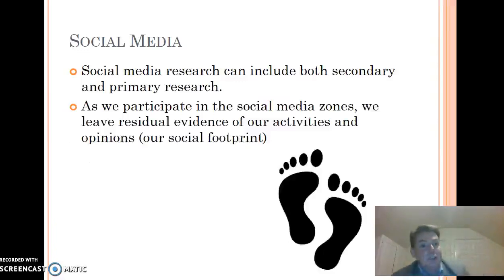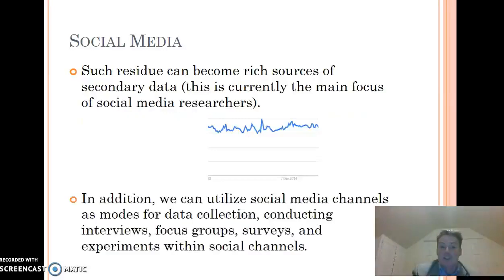So when we're conducting research in social media, that can include either primary or secondary research. When each of us participates in a social media zone, we leave a residual evidence of our activities. This is our social footprint that we've talked about. That social footprint is a data source. It could be a rich source of secondary data, so it's what mainly social media researchers are focused on. But we can also conduct research through social media channels for data collection. We can collect primary data by using social media to conduct interviews, focus groups, surveys, or experiments.